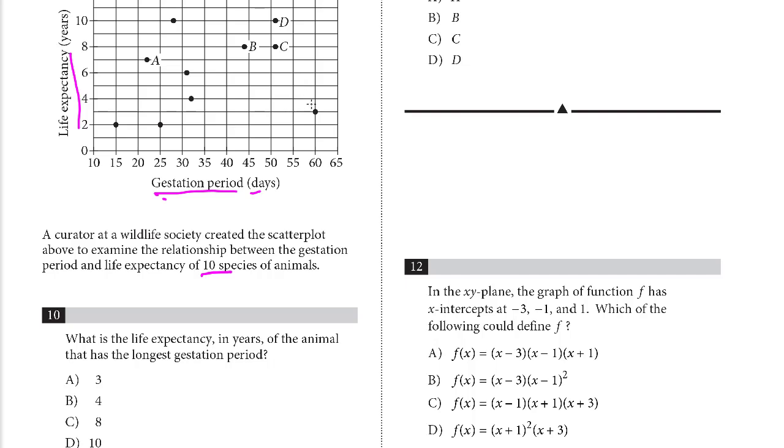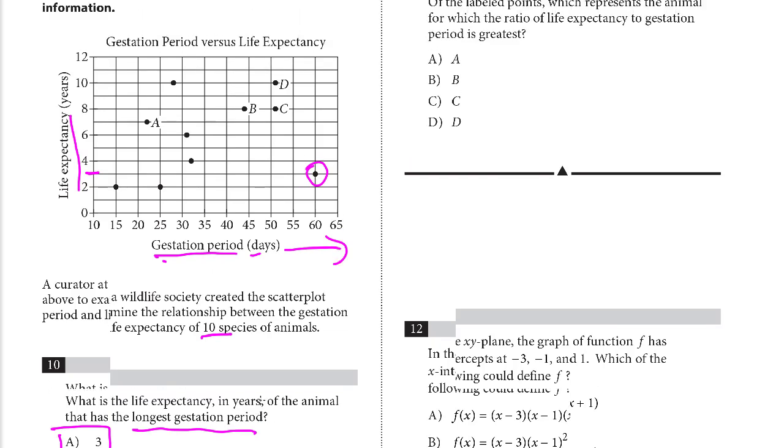Okay, the longest gestation period will be the greatest X value. So as we look out, the greatest X value occurs right there at 60 days. It occurs for a life expectancy, a Y value of 3 years. So A is the correct answer, 3.